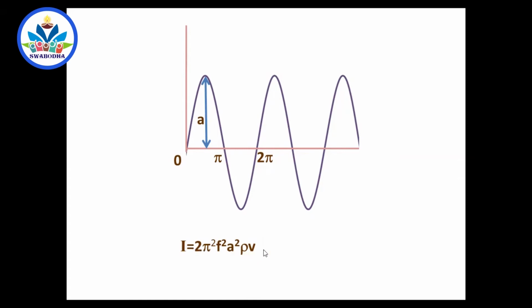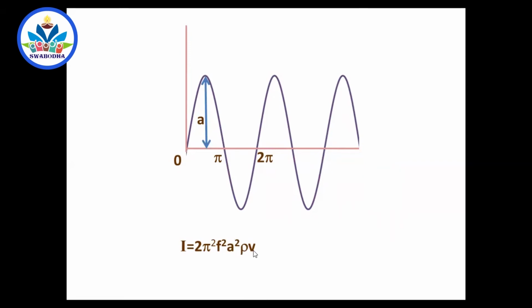This formula doesn't appear in the syllabus, but this is very much needed. It is not given in the syllabus for the reason that it is already studied in the previous class. That's all. So what is the formula? Intensity of any wave traveling in a medium is 2 pi squared f squared a squared rho v. What are the terms? 2 pi squared is a constant. f is the frequency of the wave. a is the amplitude of the wave, maximum displacement. rho is the density of the medium. v is the speed of the wave, the speed with which it travels in that medium.